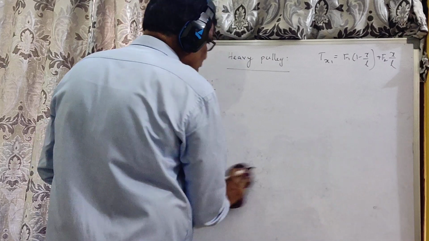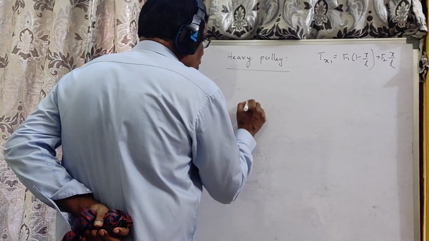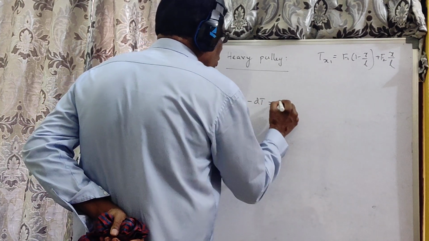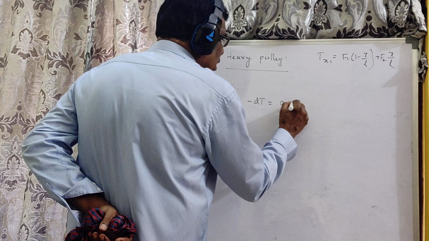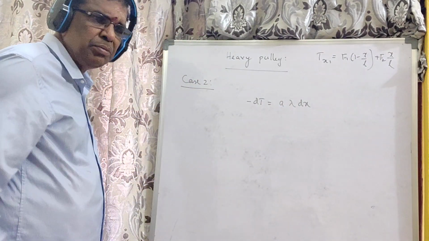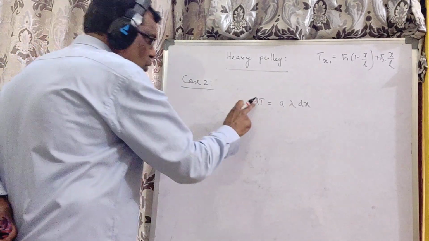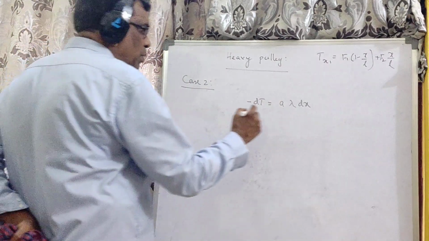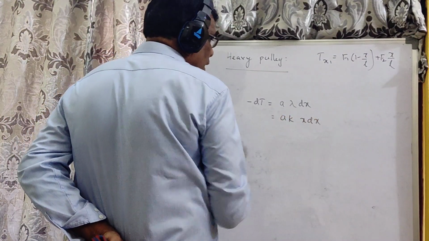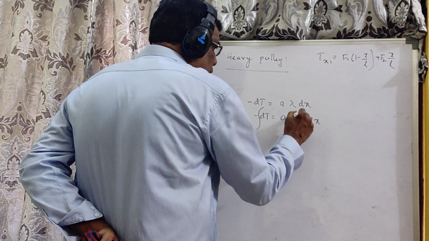Now, our interest is tension. So, how? We have taken as before, minus dT is equal to A lambda dx. That is common to both the cases. T on one side, T plus dT on this side. Net force is this. Got it. But what is lambda? Kx. So, now I can integrate it.